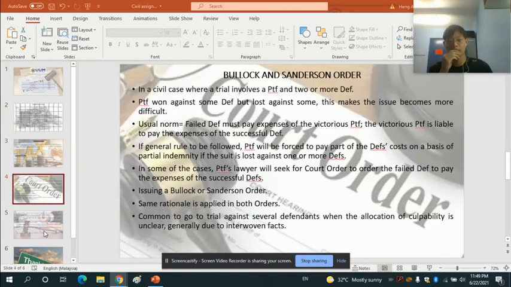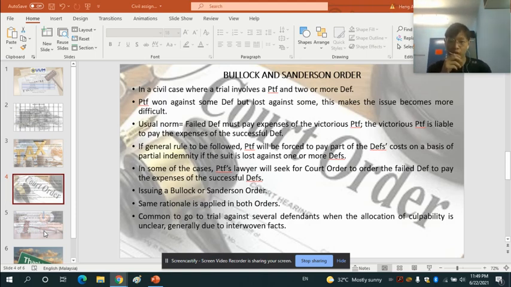A Bullock and Sanderson order is normally granted in a civil case where the trial involves a single plaintiff and two or more defendants. In a situation where the plaintiff wins against some of the defendants but loses against some of the others, the issue becomes more difficult and complex. Based on the usual norms, the unsuccessful defendant must pay the expenses of the victorious plaintiff. Meanwhile, the plaintiff is liable to pay the expenses of the successful defendants.